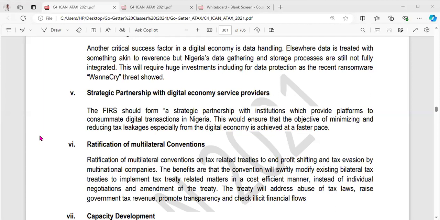Then what do we still have? We have now other digital assets, like cryptocurrency. We have legislation in Nigeria that is trying to either accept cryptocurrency or not. But people are still doing all of this cryptocurrency, and it is still escaping Nigerian tax. But when we have strategic partnership with digital economy service providers, we can have digital transaction leakages blocked at a faster pace.